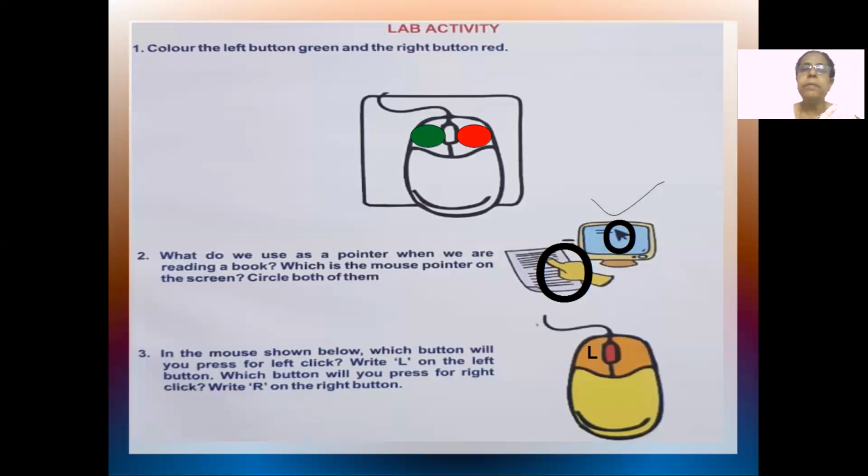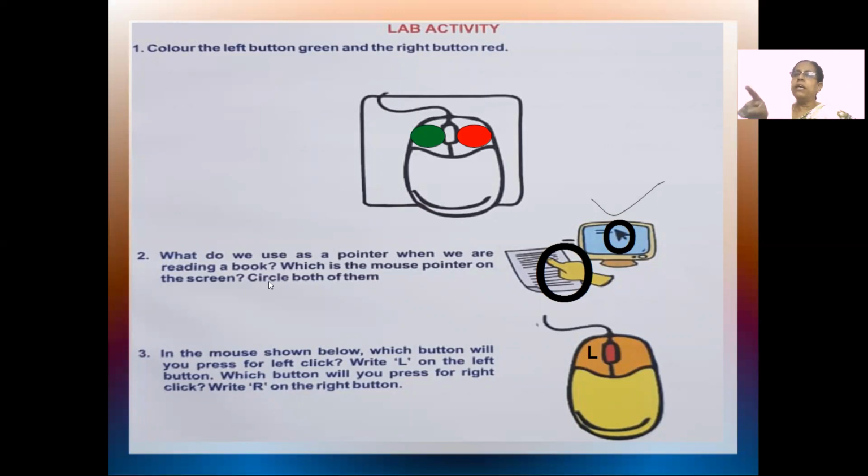Yes, it's on page number 18. Here it says, which is the left button, color it in green, and the right button, color it in red. So this side should be colored in green and this side in red. The second question says, what do we use a pointer for when we are reading a book?